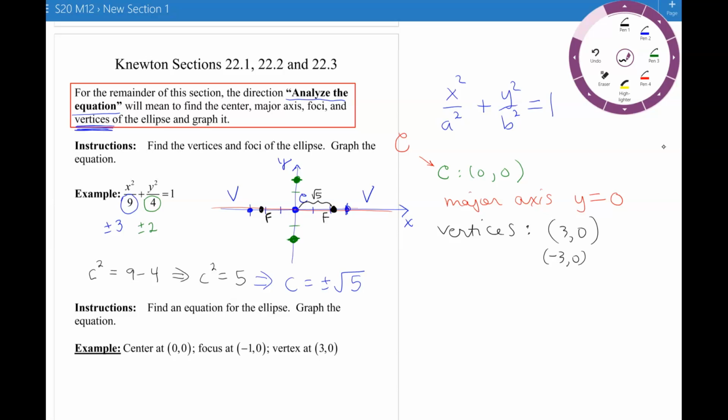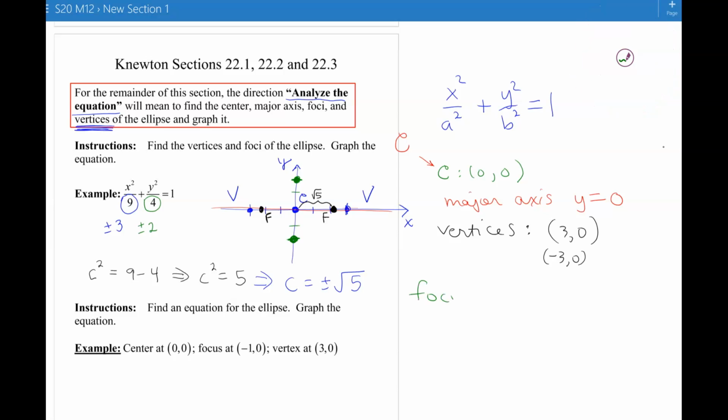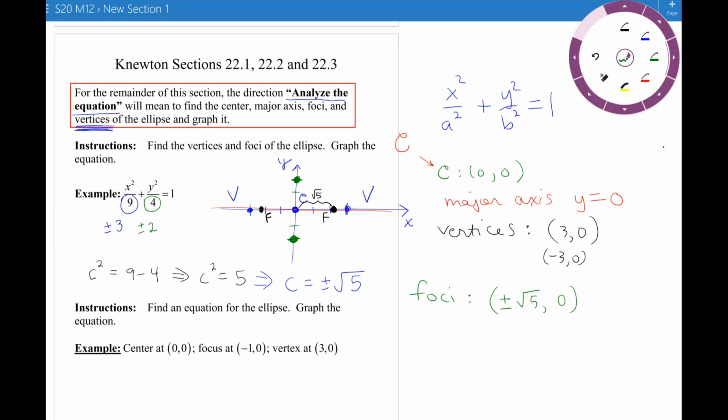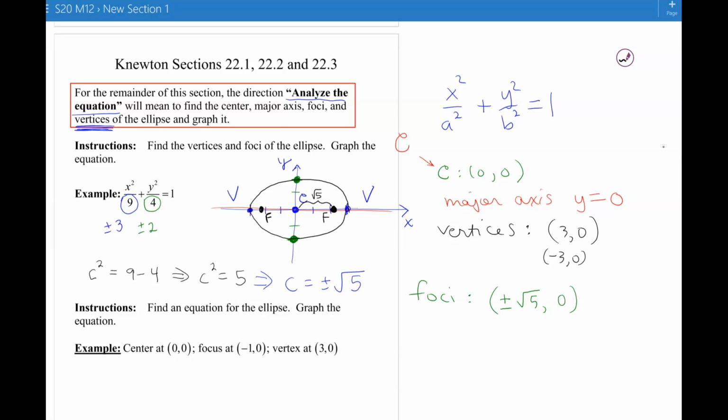So now we can look at the graph and see that the foci are at plus or minus square root of 5, 0. And then graph the ellipse. So that's the easiest part once we have all these dots in place. And make the ellipse as symmetric as you can. It should be symmetric if it's folded across its major axis or folded across its minor axis.